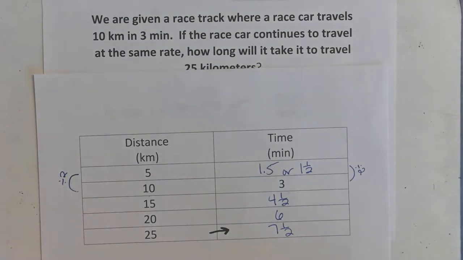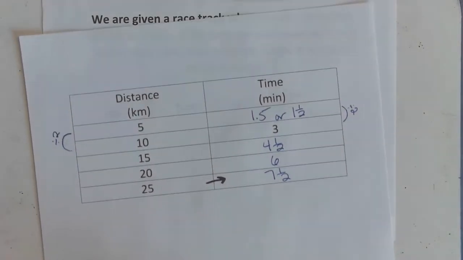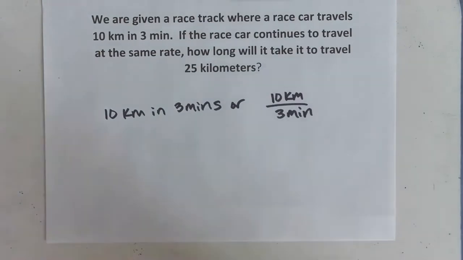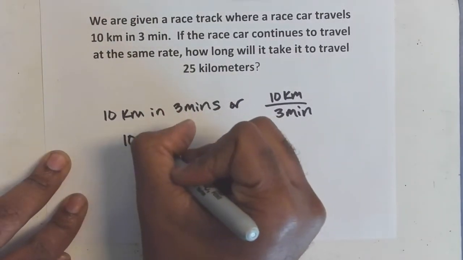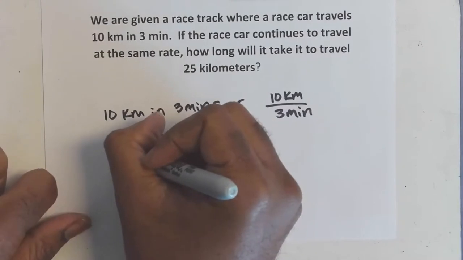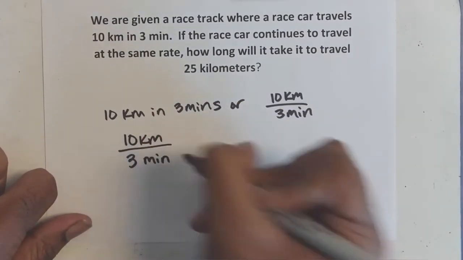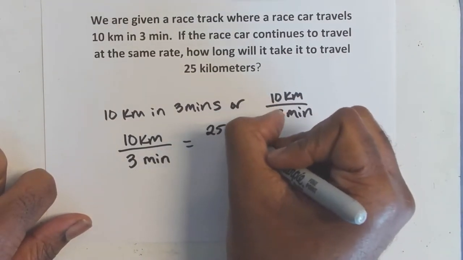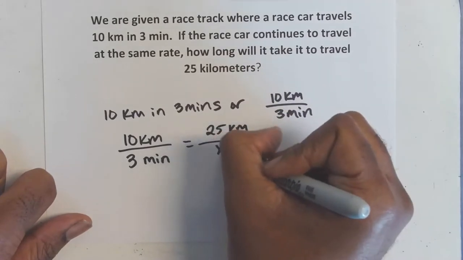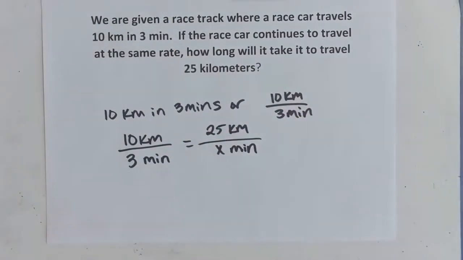We can also solve this in another way. We're going to write the rate as a fraction, and we're going to multiply both terms by the same number. So I'm going to go back to here. So I know I had 10 kilometers and 3 minutes. And I'm trying to get to 25 kilometers to figure out how many minutes that will take. So I'm going to use X for my variable since that's what I'm looking for. So now we need to find a way to solve for X.